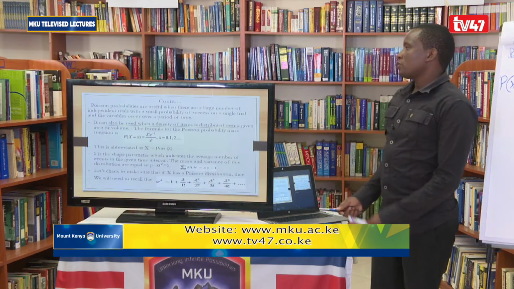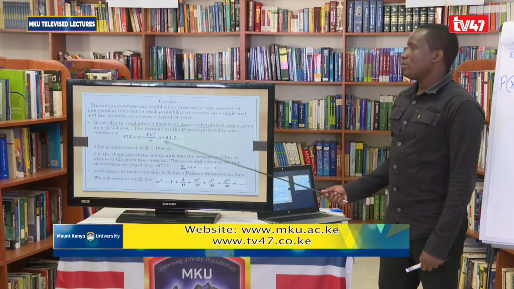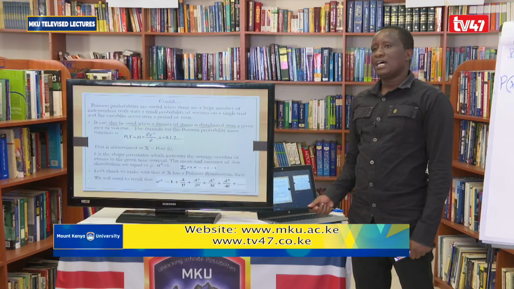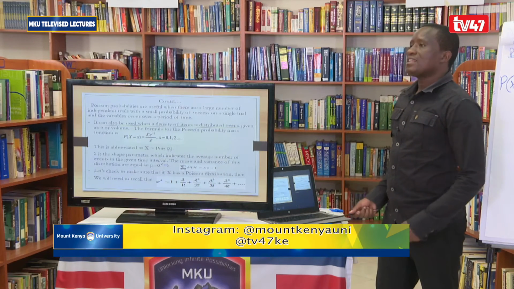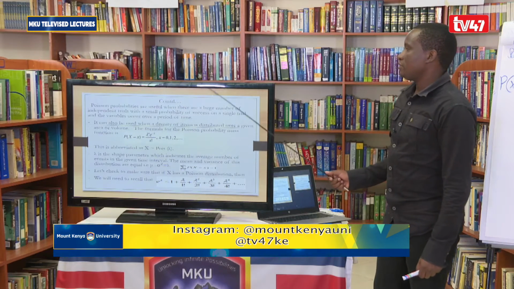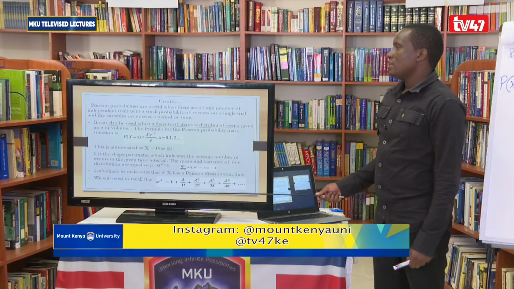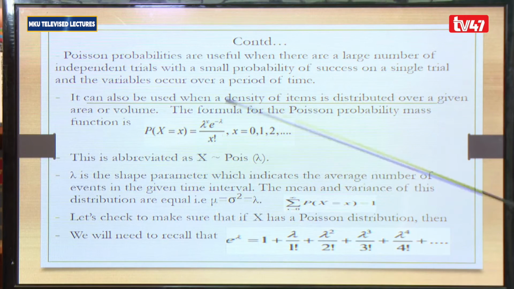Poisson probabilities are useful when there are a large number of independent trials. A large number here, we consider at least n greater than 30. Otherwise, it's reasonable to use the binomial with a small probability of success on a single trial. It can also be used when a density of items is distributed over a given area or volume.